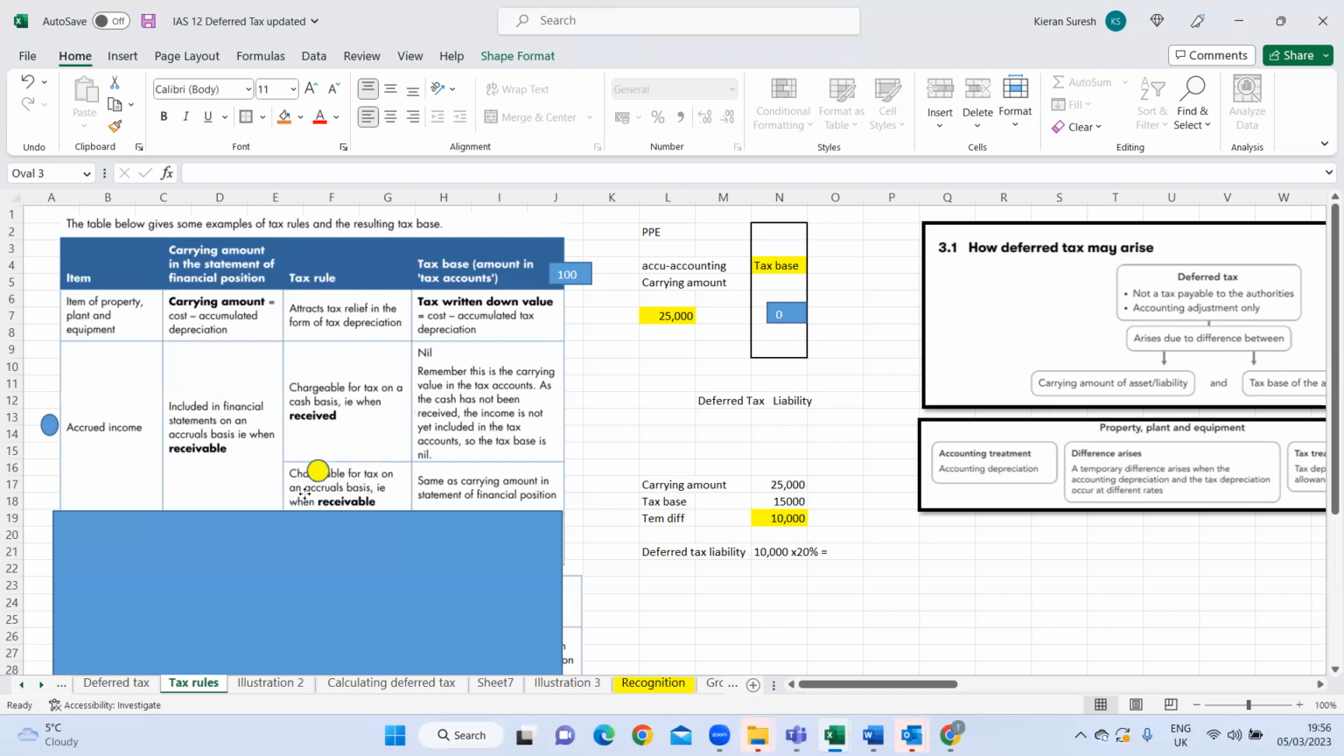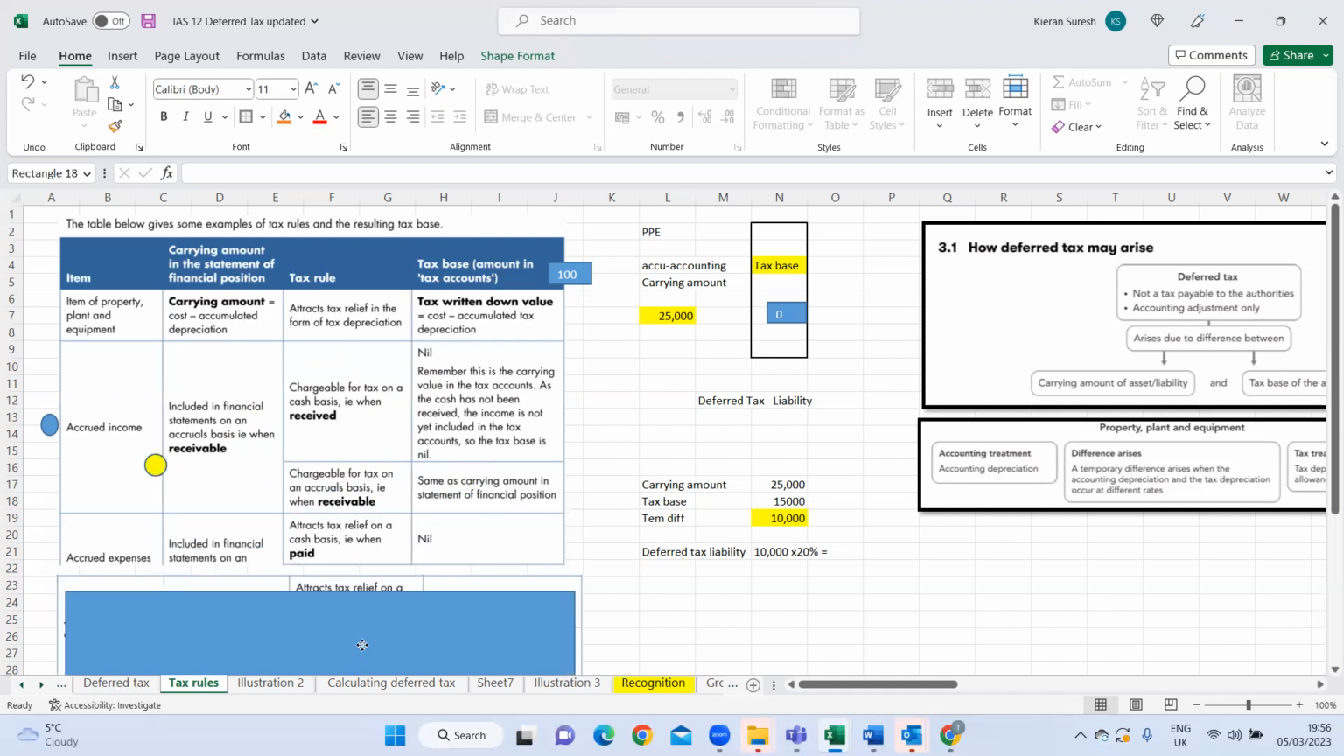On the other hand, sometimes tax authorities can also follow the accrual basis. If they are also following the accrual basis, then there is no difference between the way I treated it in the accounting books and the tax authorities' books. There will be no difference. There will be no temporary difference in that case.